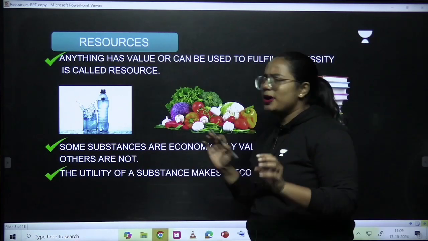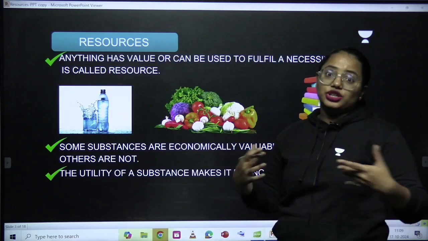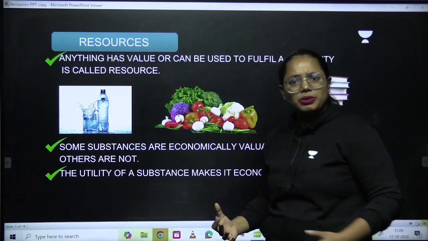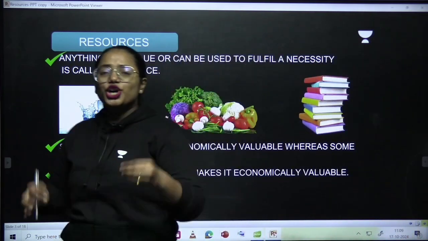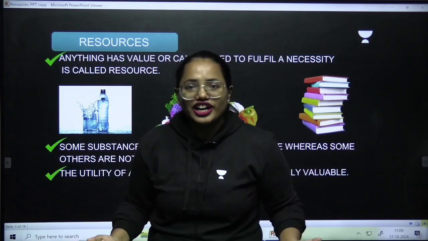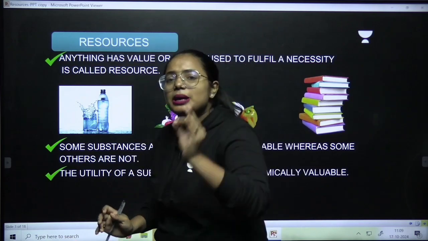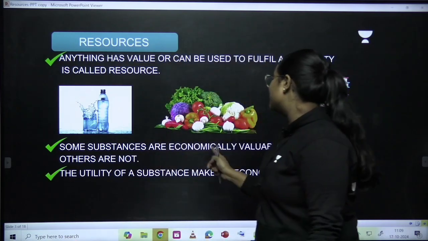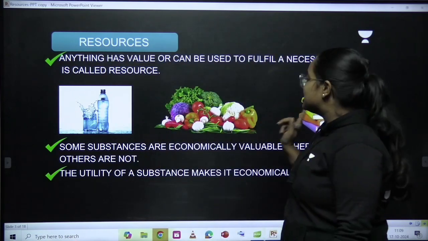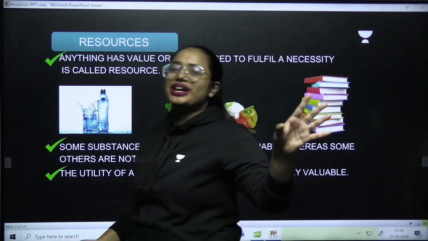Clear? And what about this one? Some substances are economically valuable. What is meant by economically valuable? You need to pay money to buy something. Got it? So that is meant by economically valuable. So some substances can be economically valuable, whereas some others are not. Don't worry, I will give you a few examples on this.